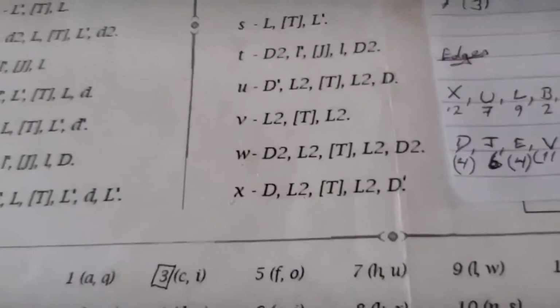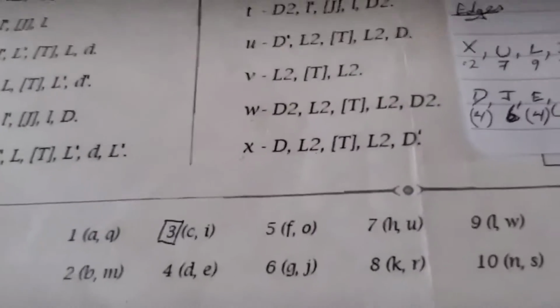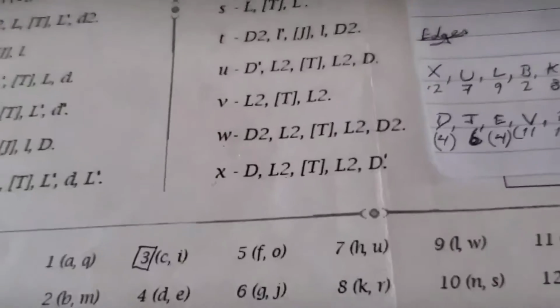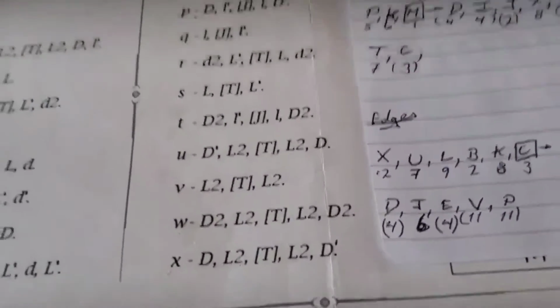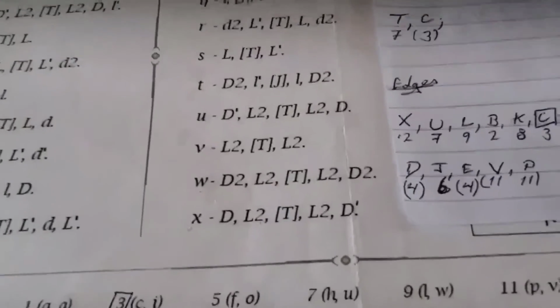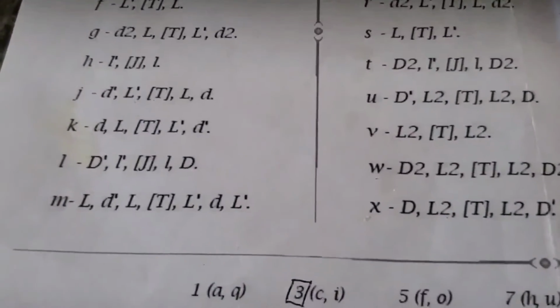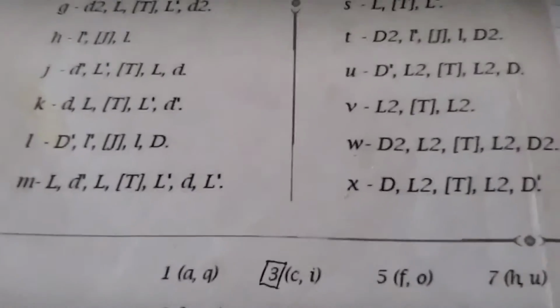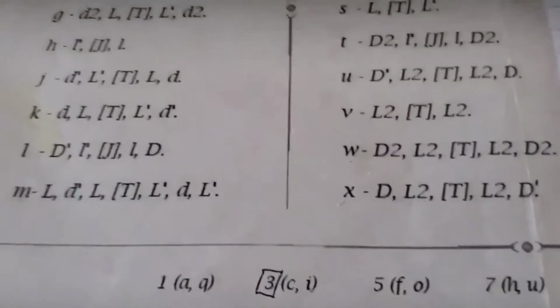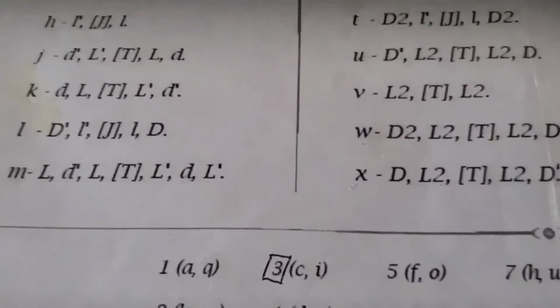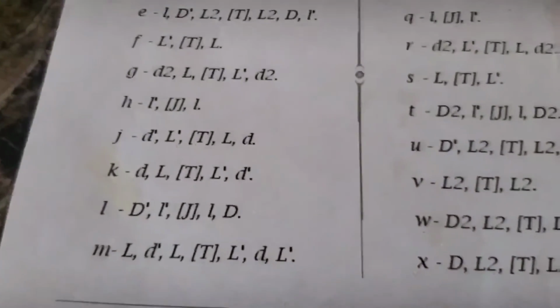Okay, so for edges, the first one I'm doing is X, which is here, D, L, T, and then T, followed by L2, D prime. Then we have a U, D prime, L2, D, L2, D, L, so D prime, small L prime, J, followed by L and a D. Okay, small L, D.